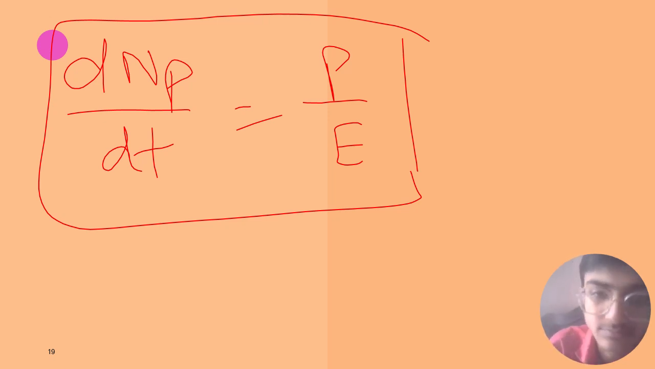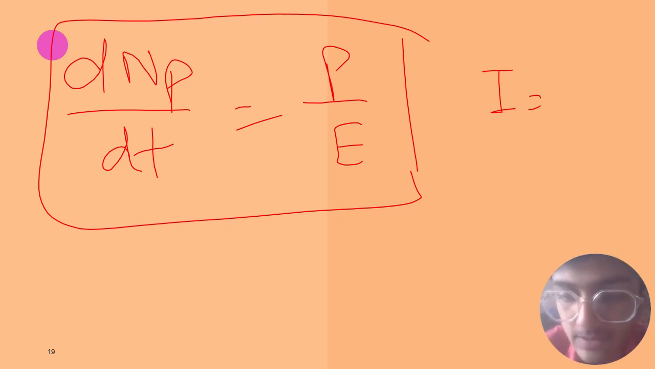Fine. Now I think you know, or we can define, intensity. Intensity of light is given by power per unit cross-sectional area.